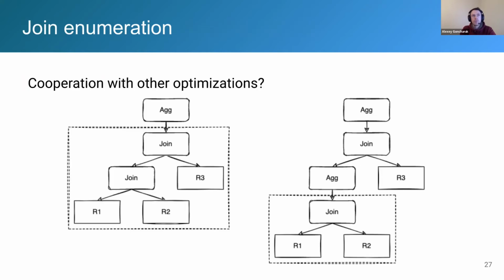Now, we have this multi-join concept, but how well can it be used with other optimizations and transformations that we have in Apache Calcite? In particular, how does it cooperate with transformations such as aggregate push-through?